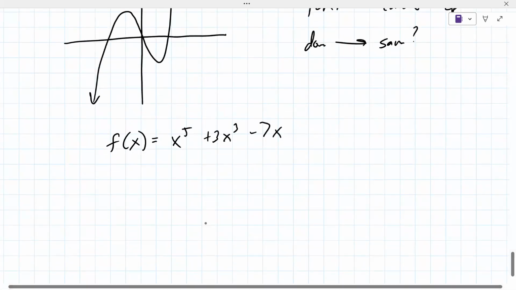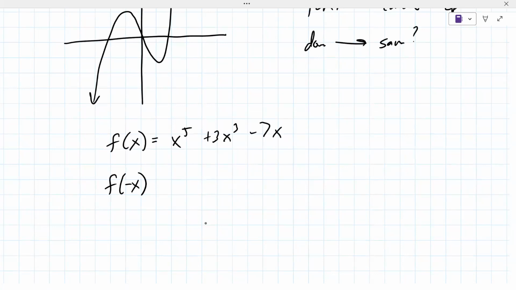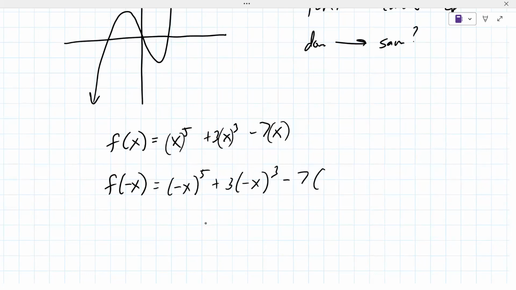So just like before, you first determine f of negative x. Now, again, it's really important, we kind of saw this earlier, that you treat the variables as if they're in parentheses: negative x to the fifth plus 3 times negative x cubed minus 7 times negative x. And this is where that whole negative x to an even and an odd power comes into play.